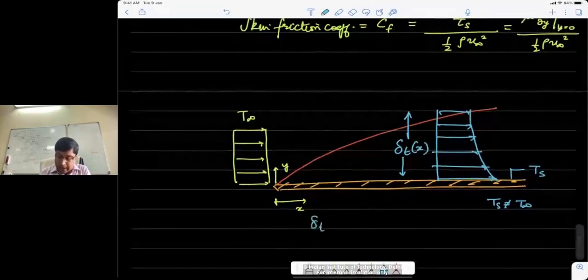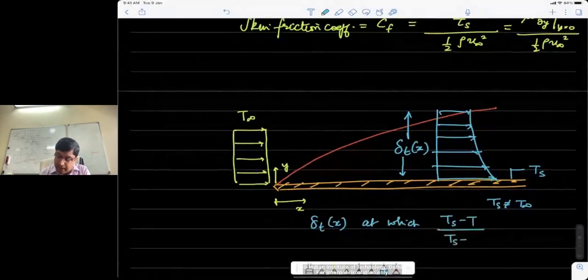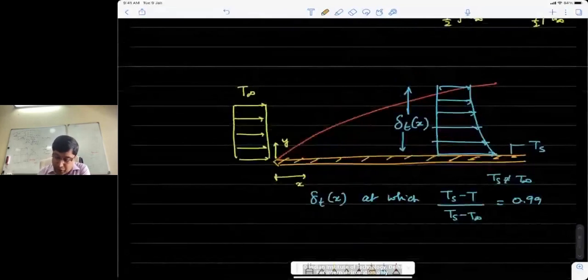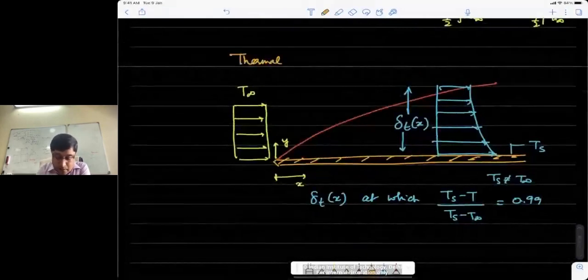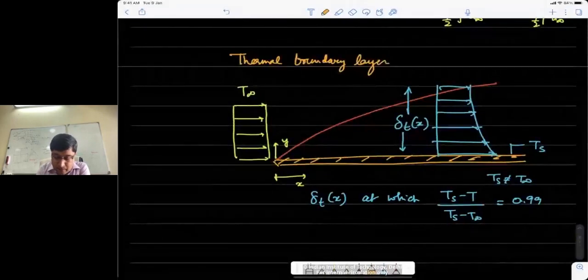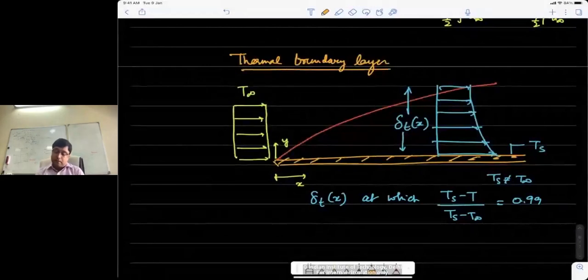So delta T is that thickness at which the temperature ratio Ts minus T by Ts minus T infinity becomes 0.99. That is the definition of the thermal boundary layer. So T is the temperature in the boundary layer at the location at which the boundary layer temperature reaches a certain value, which gives you this ratio to be 0.99. That is what we will define as the thickness of the thermal boundary layer.